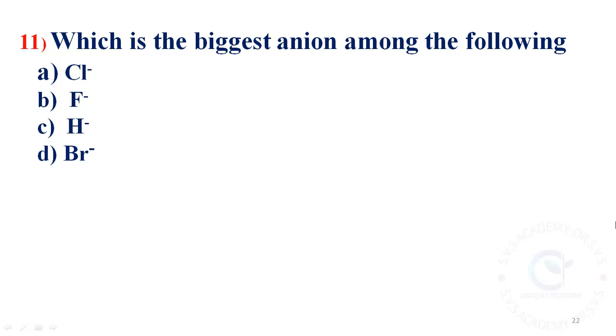The exception in the size of the hydride ion is because it is the only anion with an electron to proton ratio equal to 2. That ratio is the highest among all four anions given. So the correct option is the hydride ion, that is option C.